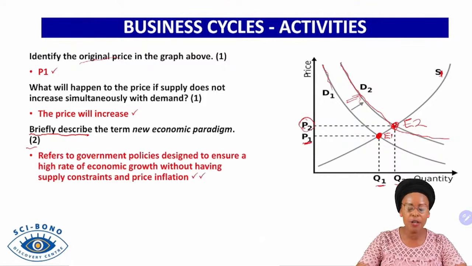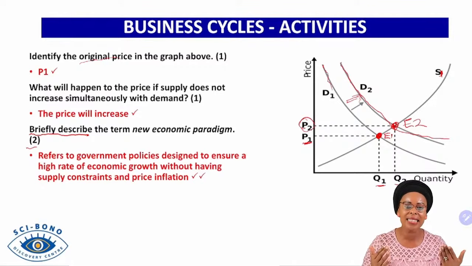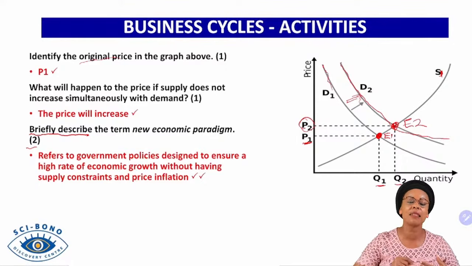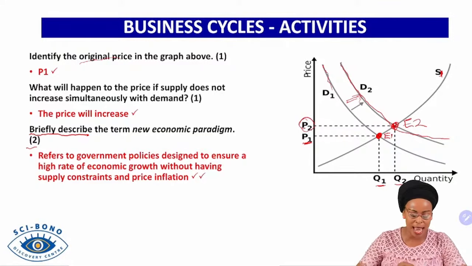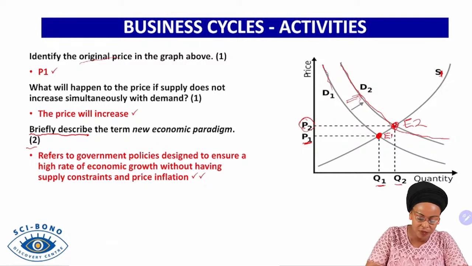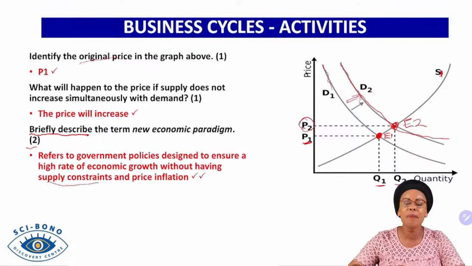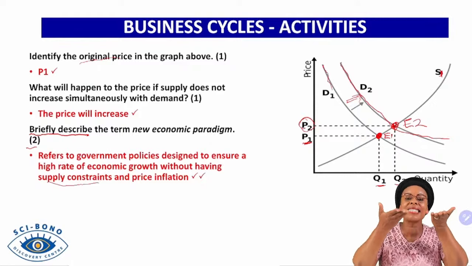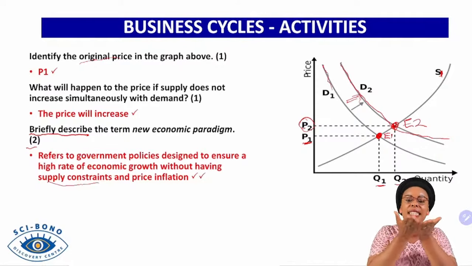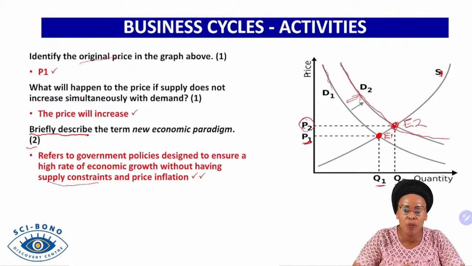So this will be your definition. But remember what I said, you can write it in a manner that you understand it. If it is correct, you will get marks. So the new economic paradigm refers to government policies designed to ensure a high rate of economic growth without supply constraint and price inflation. So what does it mean when we say without supply constraint? We mean that if demand is increasing, supply should also simultaneously increase so that inflation cannot be a problem.